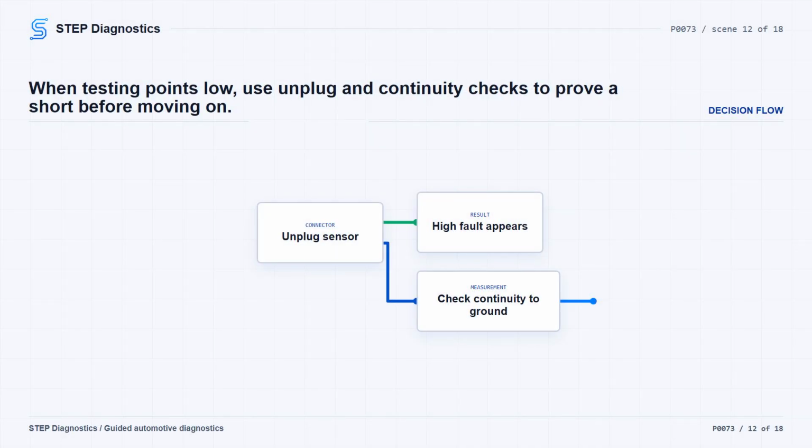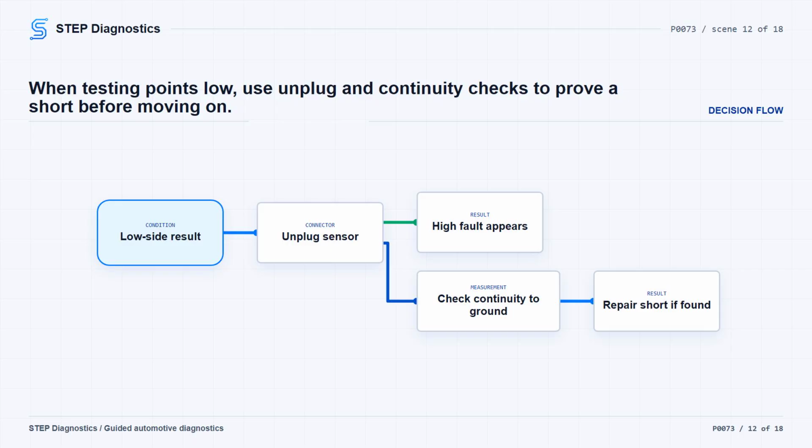Even though P0073 is the circuit high fault we are focused on, your circuit checks can point you into the low fault side of the same two-wire circuit. With an active low side result, disconnect the temperature sensor connector while watching for the high fault to become active on the scan tool. If the high fault becomes active when the sensor is unplugged, the sensor is most likely faulty. If it does not become active, disconnect the controller connector to isolate the circuit.